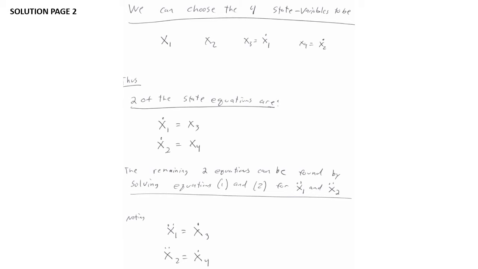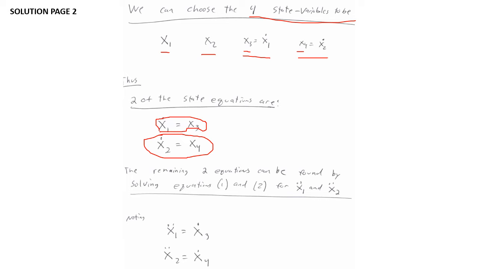So knowing all this, we can now choose our 4 state variables to be x1, x2, x3, and x4, where x3 is equal to our x1 dot, and x4 is equal to our x2 dot. So therefore, two of the state equations that we have right now are x1 dot is equal to x3, and our x2 dot is equal to our x4.